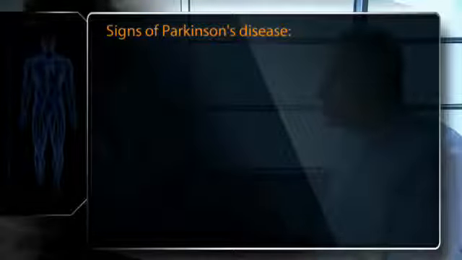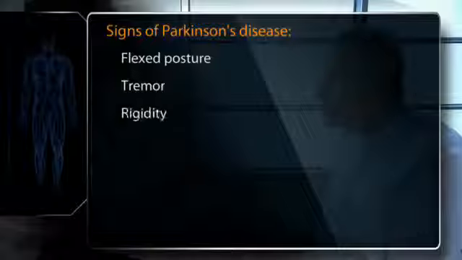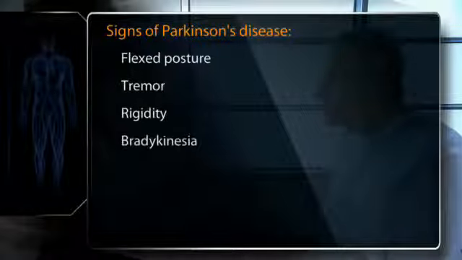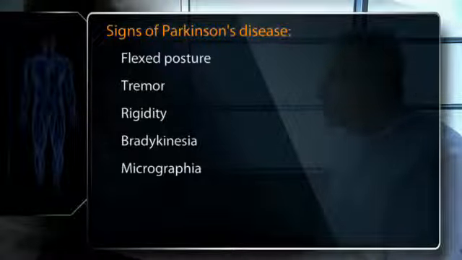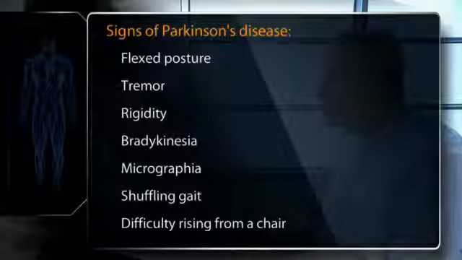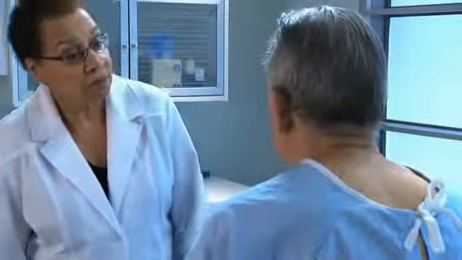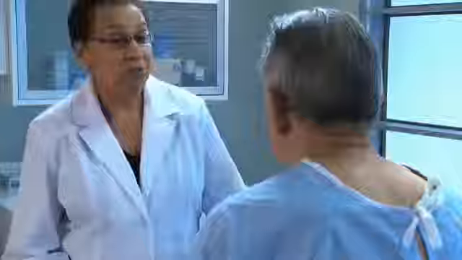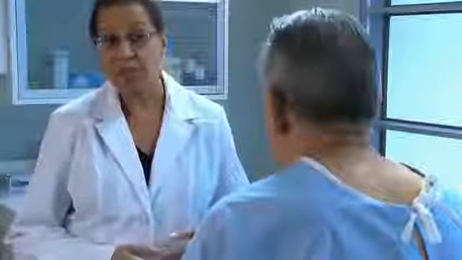Search for evidence of flexed posture, tremor, rigidity, bradykinesia, micrographia, shuffling gait, and difficulty rising from a chair, suspicious for Parkinson's disease. Frequently, the clinician must try to distinguish age-related changes in mental status from manifestations of specific mental disorders whose prevalence increases with aging, such as depression and dementia.